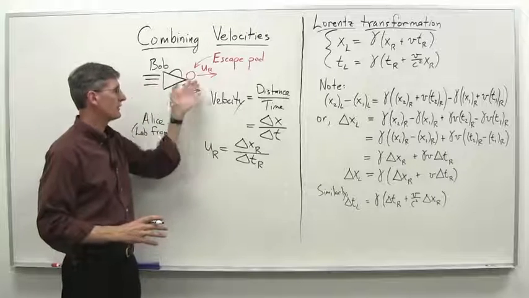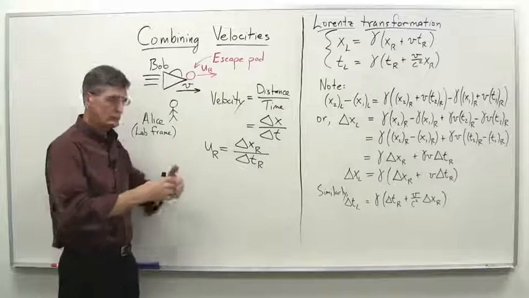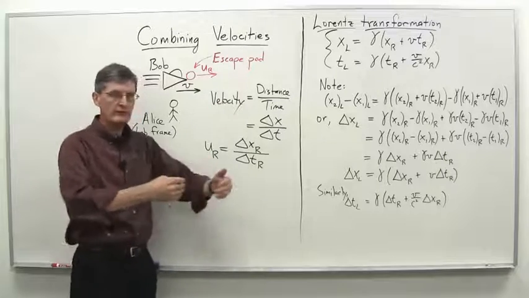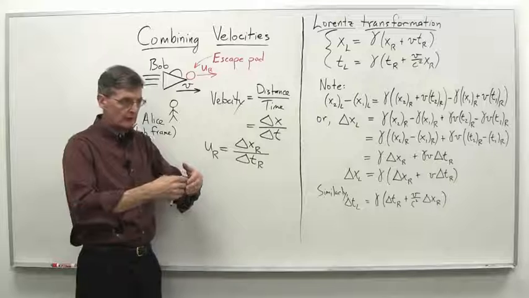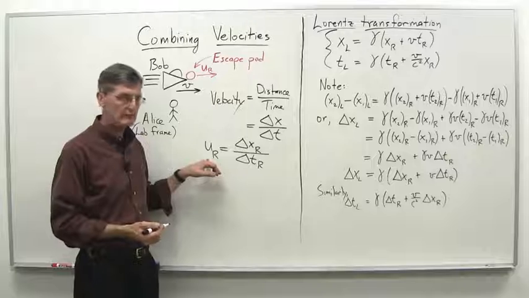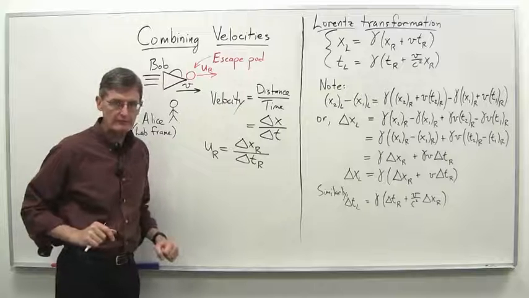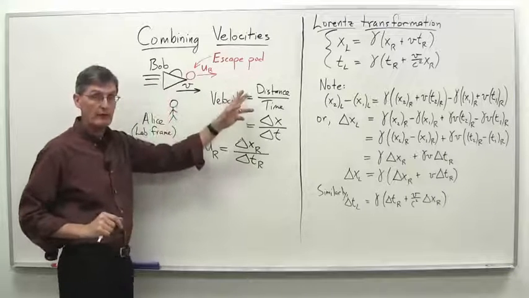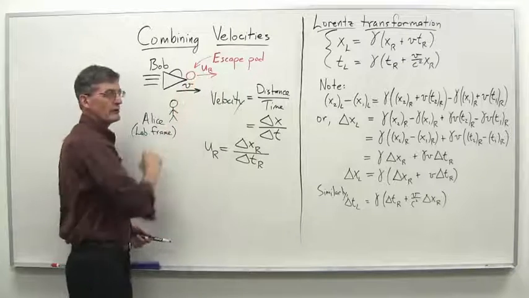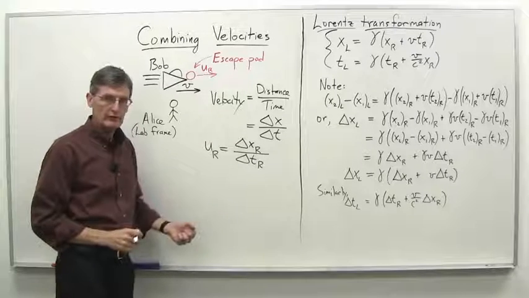So now let's look at the velocity of the escape pod in Bob's frame of reference. Clearly, using his measuring system, he's at rest as far as he's concerned. Very simple: he shoots off the escape pod, measures how far it traveled in a certain amount of time, and that's the velocity he's going to get. Now what we'd like to find is the velocity that Alice sees in her frame of reference for that escape pod. As you might guess, it's not going to simply be u sub r plus v, or v plus u sub r, as in the simpler Galilean transformation example we did before.